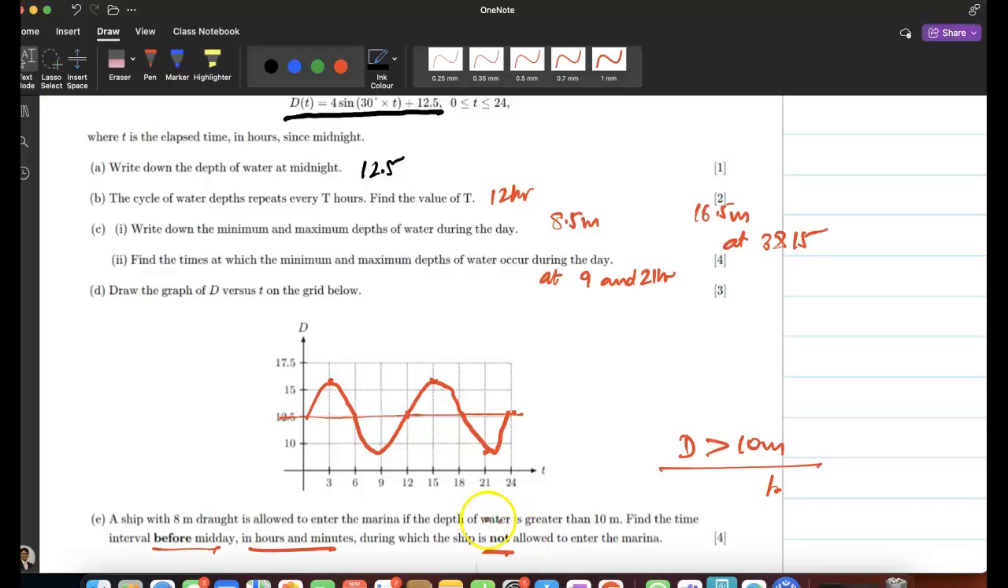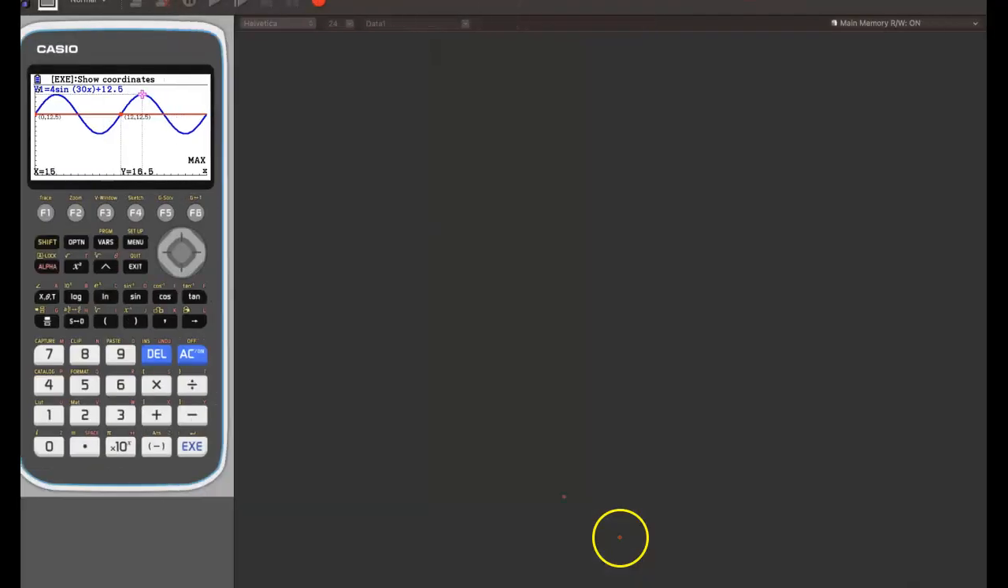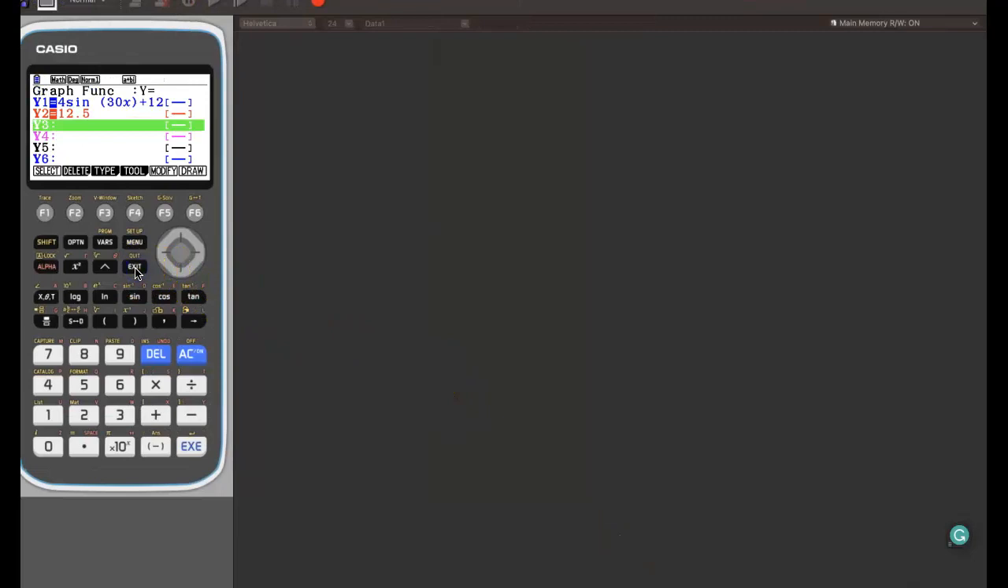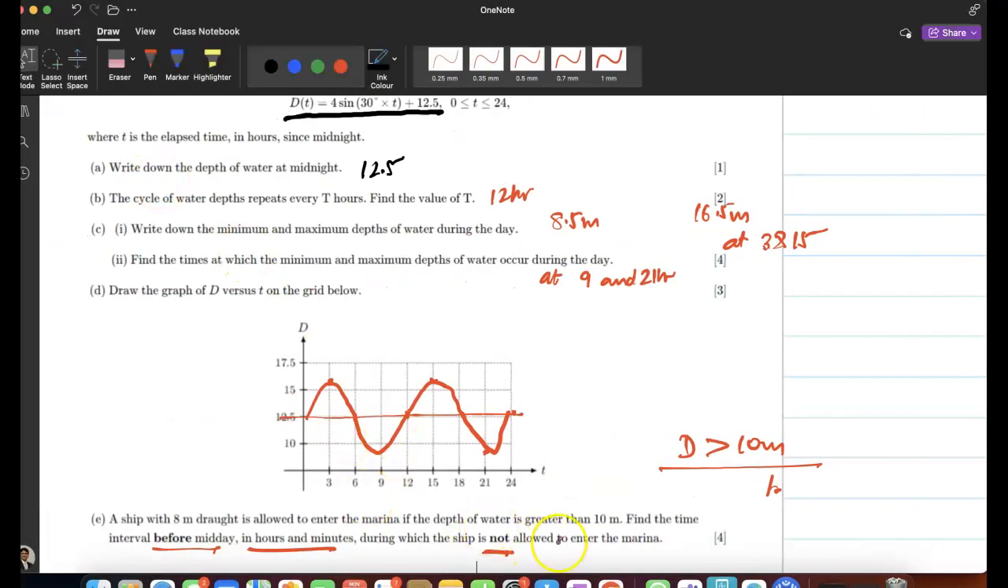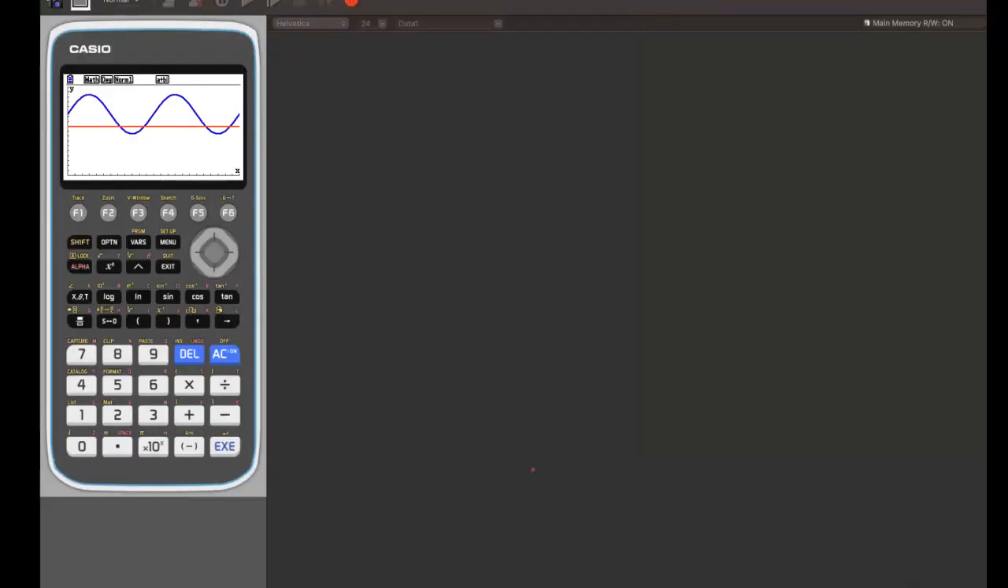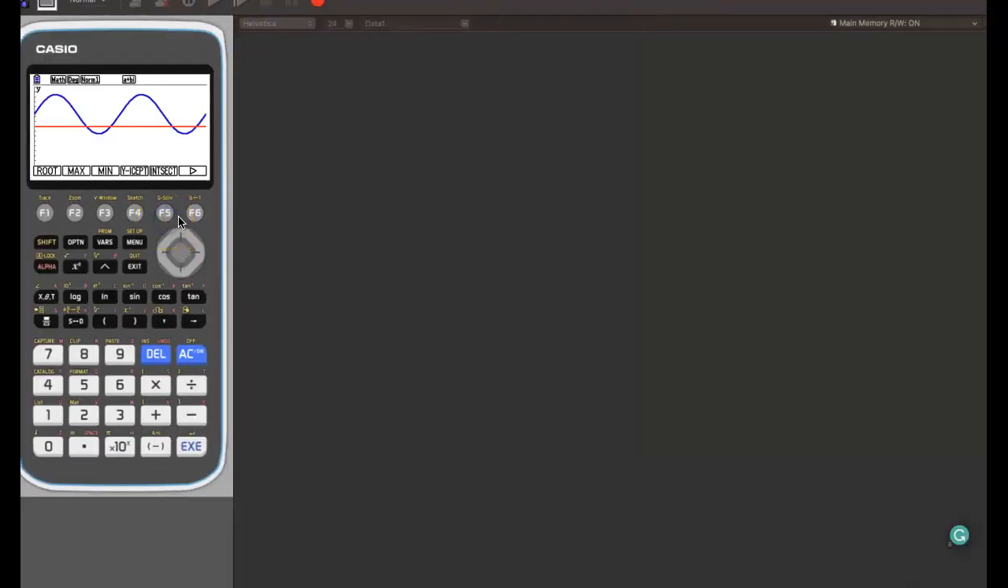Correct? In this graph, we put in 10 meters. We want greater than 10 meters. So you put 10. I can remove this 12.5, I don't need that, that was the principal axis. I'll put 10 over here directly. Okay, 10. So when it's greater than 10, it's allowed to enter. And we have to find when it's not allowed to enter before midday. So what I will do is G-solve intersection, this point, and here at this point.